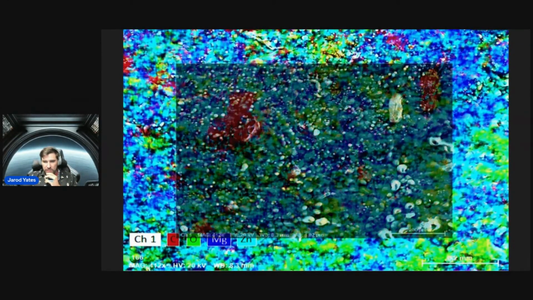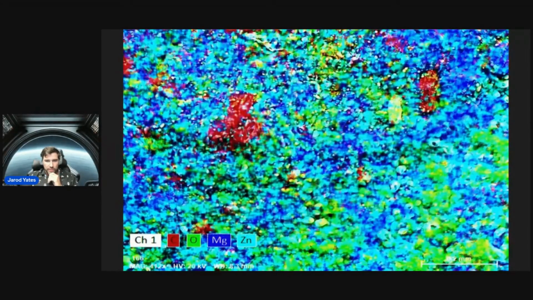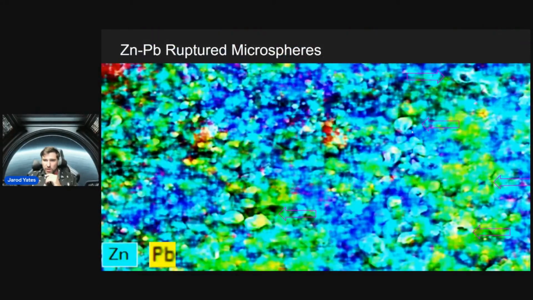And here it's a little easier to see the ruptured spots as well when we go back and forth. All right, here I'm pointing out some more of those ruptured spots so you can see it a little bit closer.